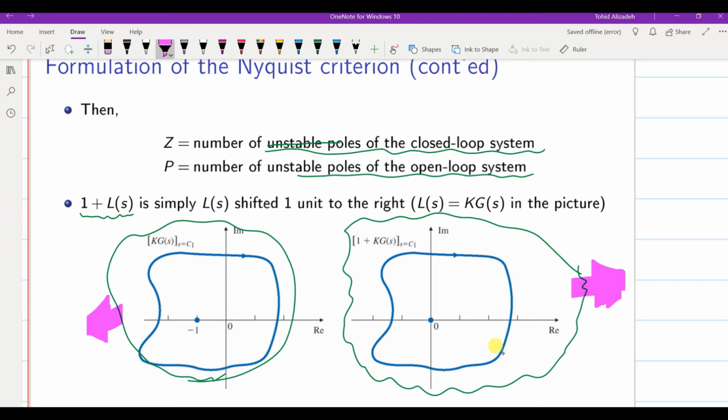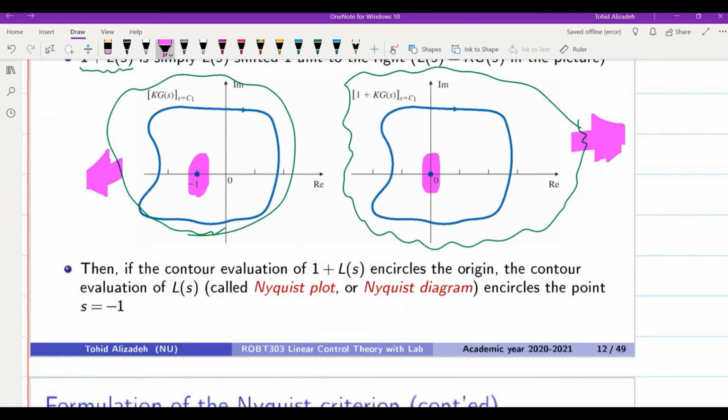But the important thing here to keep in mind is that instead of finding the encirclement of the point at 0, the point at the origin, this time it will be shifted towards the left by 1 unit, so we need to consider the number of encirclements around the point minus 1. So this is quite important to keep in mind, and over here you see how it is obtained.